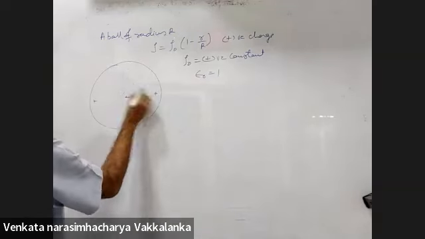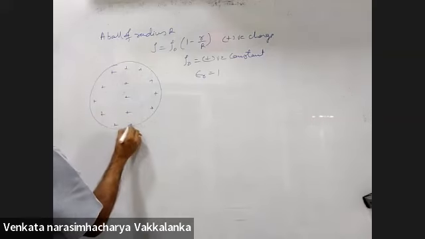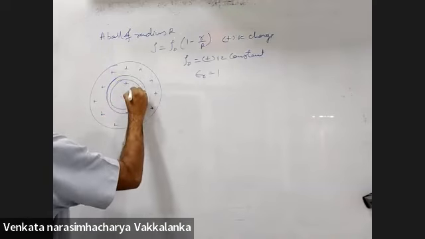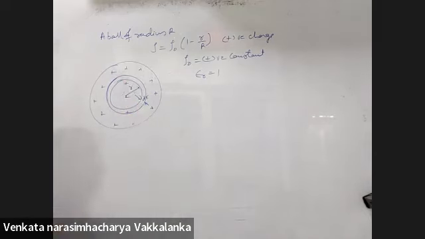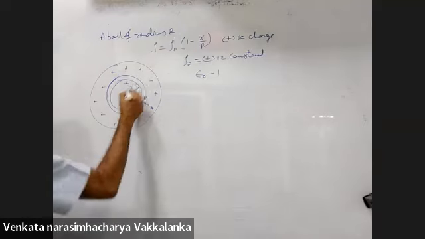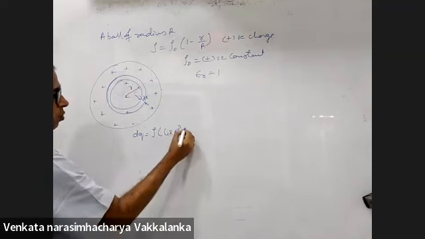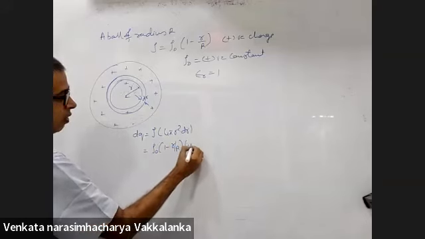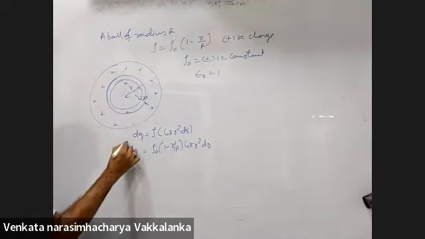You have charge all throughout this ball. Assume a spherical shell of radius x or smaller and thickness dx. First, I should find out charge enclosed inside. What will dq be equal to? Rho into 4 pi r square dr. This is rho naught into 1 minus r by R, 4 pi r square dr. Density in this region. This will be dq.